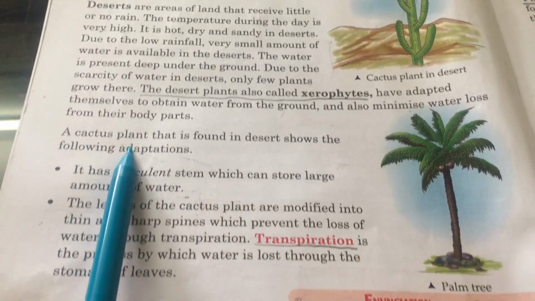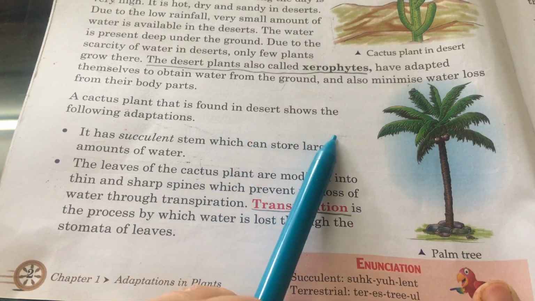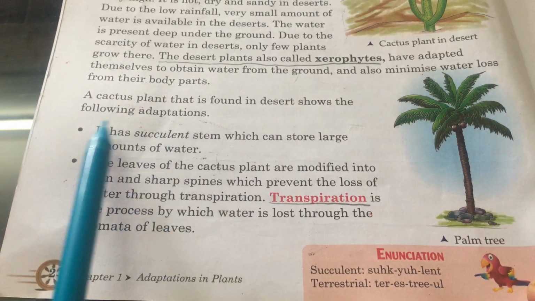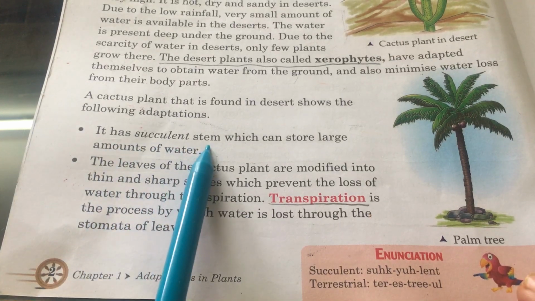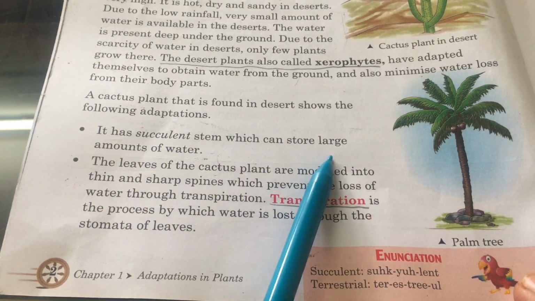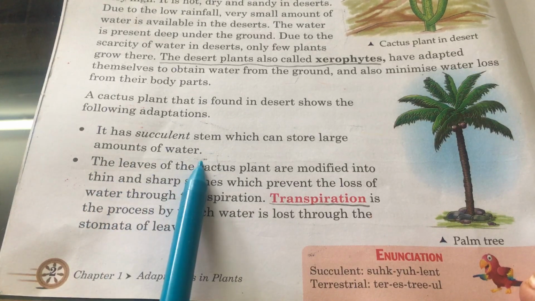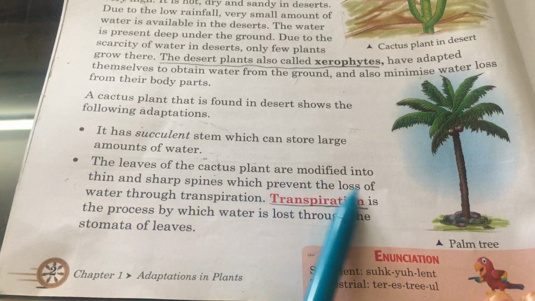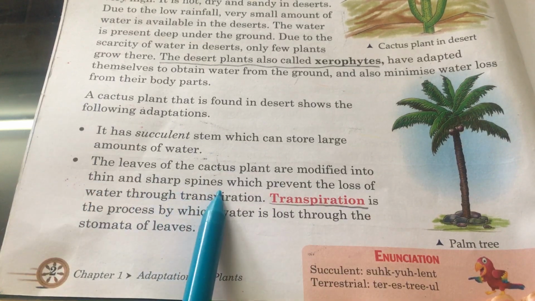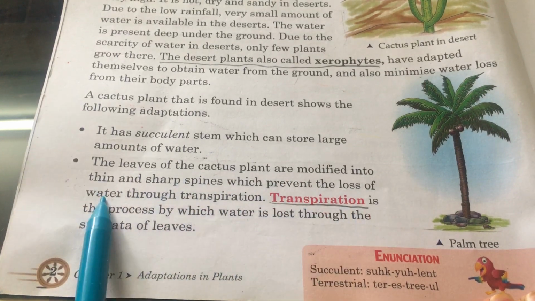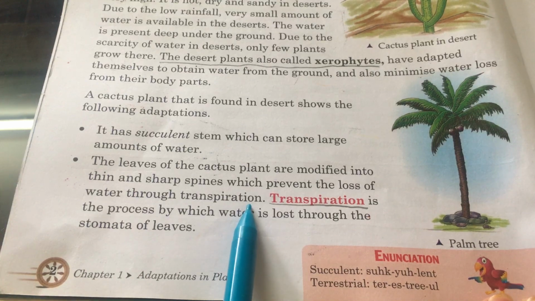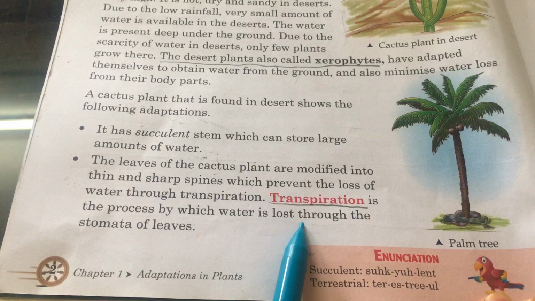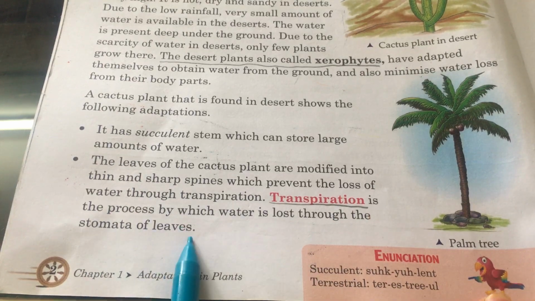A cactus plant that is found in desert shows the following adaptations. It has a succulent stem which can store large amounts of water. The leaves of the cactus plant are modified into thin and sharp spines which prevent the loss of water through transpiration. Transpiration is the process by which water is lost through the stomata of leaves.